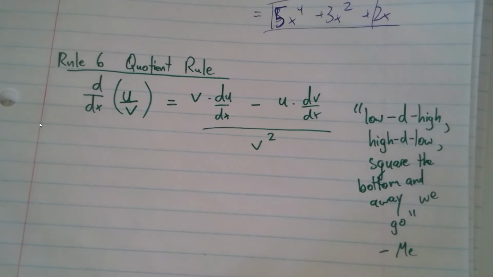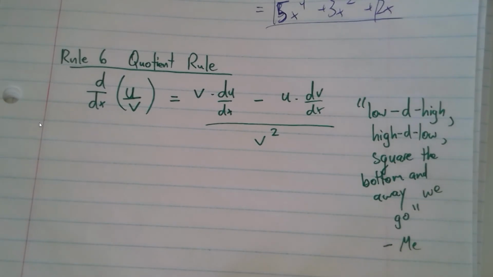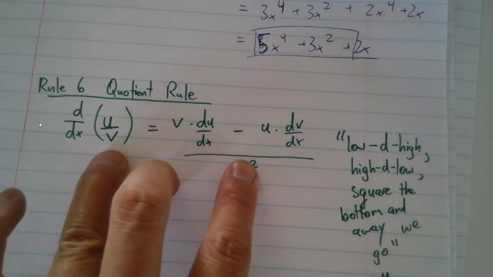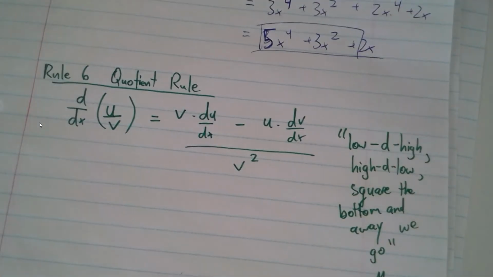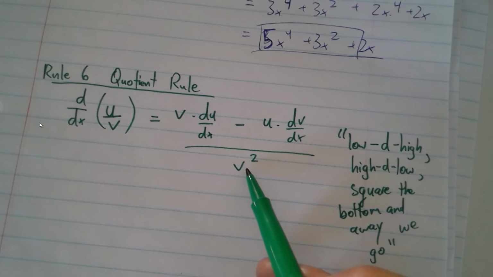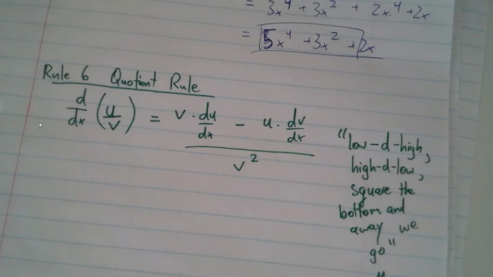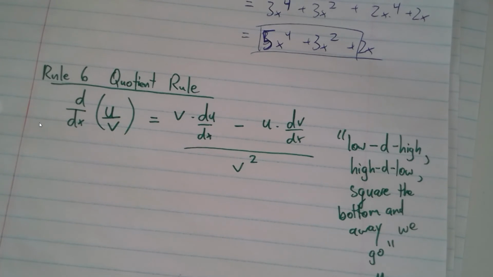What the heck does that mean? Can you figure out what that means and what that has to do with this at all? Square the bottom, the bottom. Okay, that makes sense. There's a square on the bottom. So I squared it. But what the heck is low D high D low? Any thoughts on what that could be? I'll explain it in just a second.